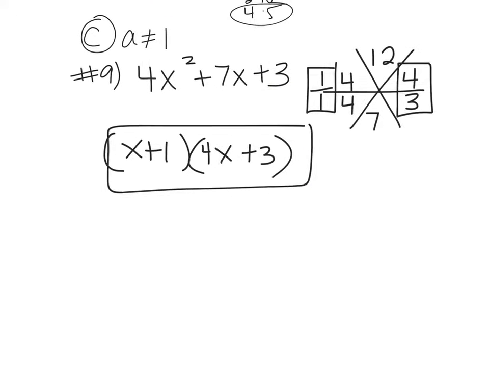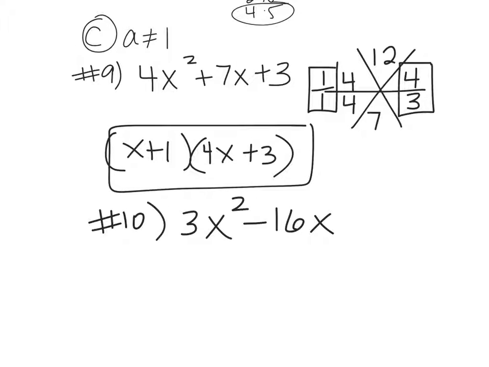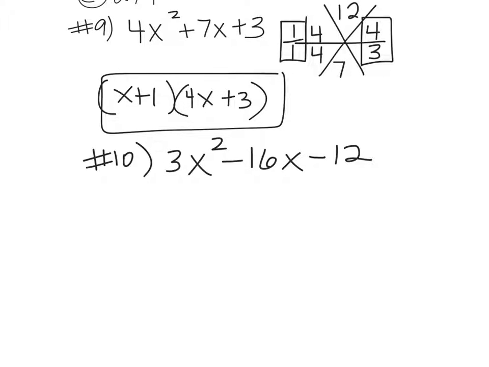You want to try one? Yeah. Good. All right, try this one. Number 10. Let's go with, ooh, I'm going to give you a hard one. 3x squared minus 16x minus 12. Okay, there is no greatest common factor in this one, but we are going to look for that. I'll give you one that will have a greatest common factor, but this one does not. 3 can't go into 16. So go ahead and try this one on your own.